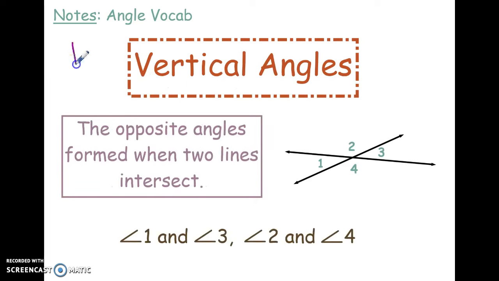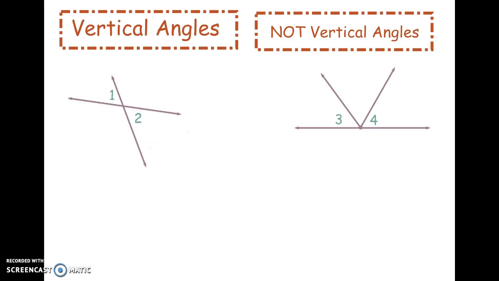Term 10 is vertical angles. It's the opposite angles formed when two lines intersect. So you have two intersecting lines, 1 and 3 are a pair of vertical angles. And then 2 and 4 are a pair of other vertical angles. So vertical angles are the opposite angles in intersections. The two lines have to intersect.